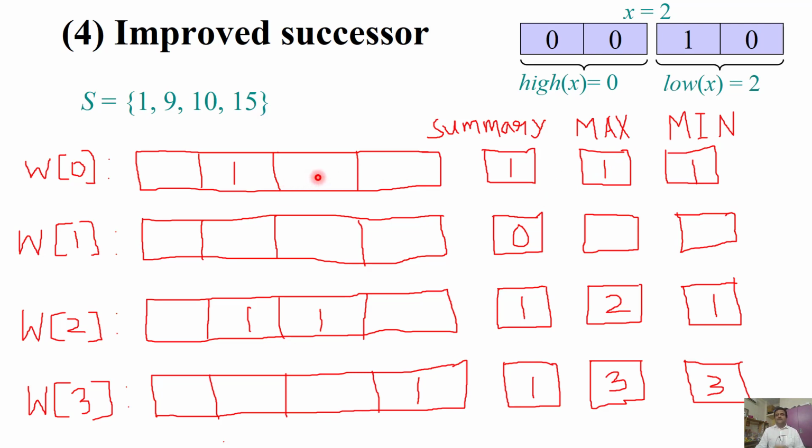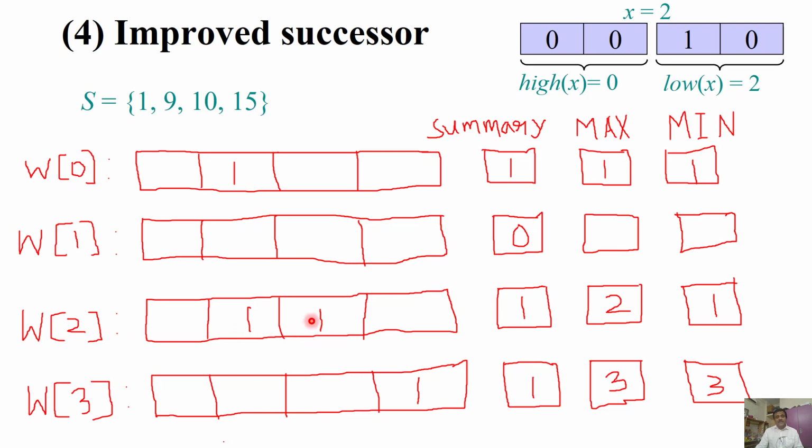Suppose we are doing a successor call of 2. So 2 means high is this, so we are at widget w0. Then we check the maximum. Maximum is 1. So by seeing this maximum, we know there will be no 1 after 1, so we will not go for the successor call in this. Then we directly go for the successor call on this summary array, and that will give us the next widget number where there is a 1.